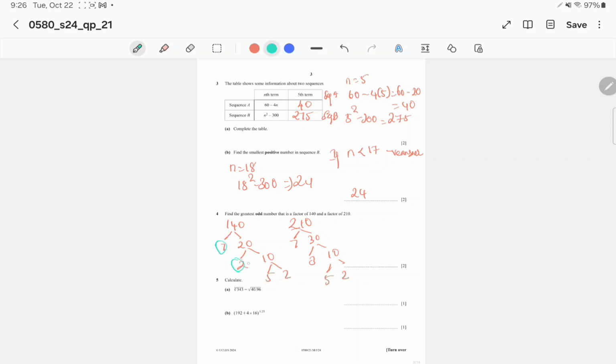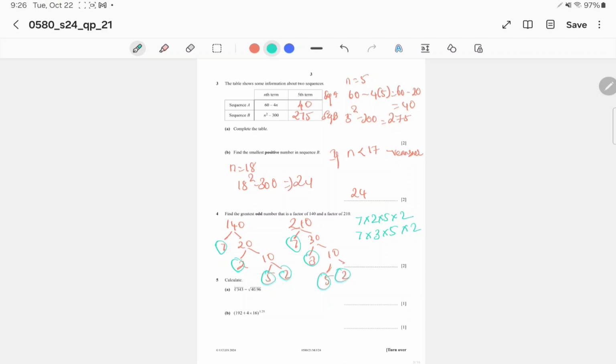So I will write the answers here. 7, 3, 5, 2. Okay, I'll write here, for 140 it is 7 times 2 times 5 times 2. Whatever I went through I have written here. For 210 it is 7, 3, 5, 2.